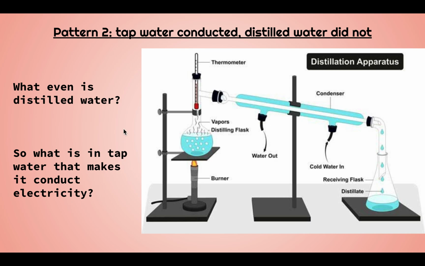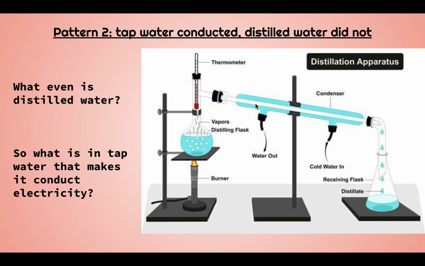So just to go over this, what even is distilled water? Well, essentially, it's water that we distill and we make pure. And the way we do that is we take any type of water. This can be salt water from the ocean or tap water from the sink. We heat it up till it boils, and we have this liquid turning into gas or water vapor.